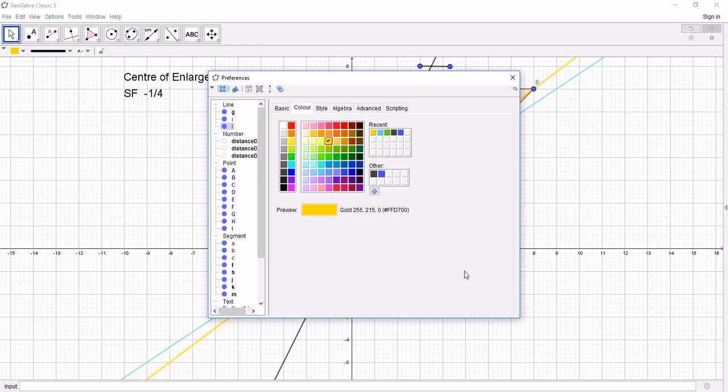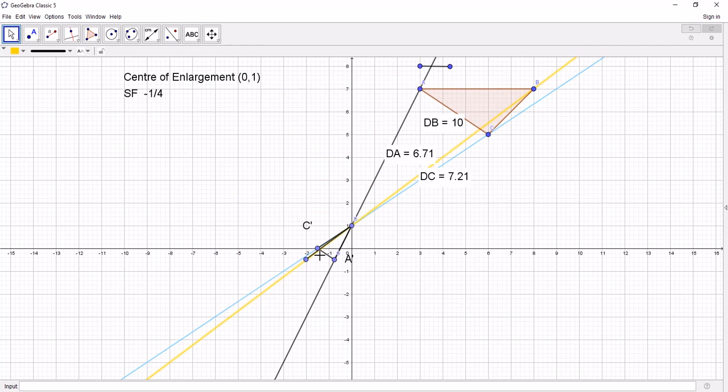let's make it orange or gold. Yep, I've put it on the right line. Let's marry it up a little better. Good. So now I know that I have my image of B, so I should be able to just connect all of my shapes up, and I can colour it in now to show exactly where it sits. Ta-da! And that is a negative quarter of my original enlargement.